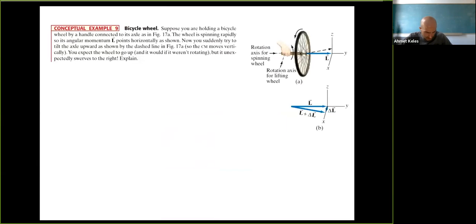So here I want to talk about this conceptual example. Suppose you are holding a bicycle wheel by a handle like this. There's some handle, and in that handle there's a bicycle wheel, as in this figure. The wheel is spinning rapidly, so its angular momentum L points horizontally as shown, like this. So this is rotating. I do the right-hand rule. Imagine curling your fingers like this, and your thumb will be like this. Good.